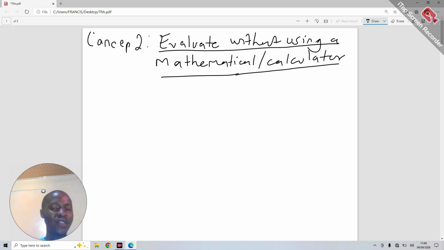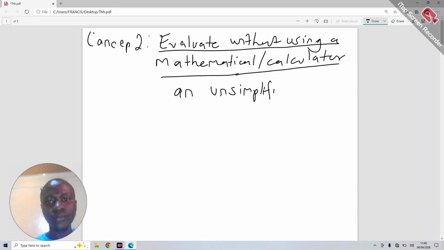And remember, concept number 2 is under which way? It is under way number 2. And what is our way number 2? Fractional logarithm. Kindly don't forget. So here, an examiner will give you an unsimplified question and expect you to simplify it. Remember, those are one of the steps which you must show in your working.